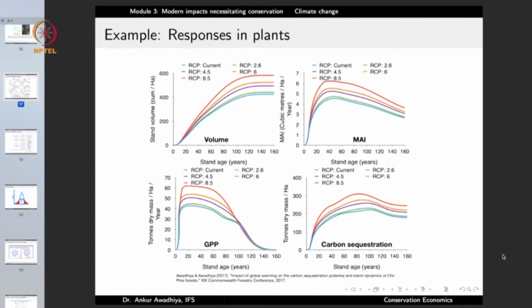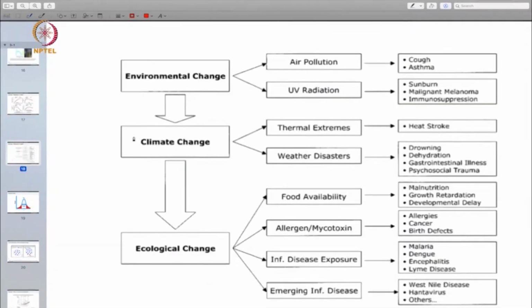We are observing numerous responses in plants in the forest. We are seeing changes in the stand volume, changes in the annual increment that the forest is putting up, changes in the gross primary productivity, changes in carbon sequestration that is being done by the forest. And we are also seeing changes in a number of animals in terms of their health. So things such as climate change result in extremes of temperature, which increases the chance of an animal getting a heat stroke.